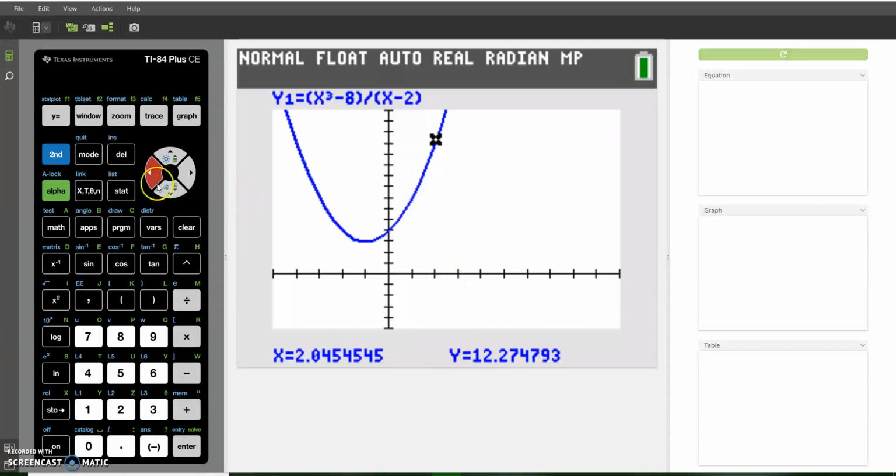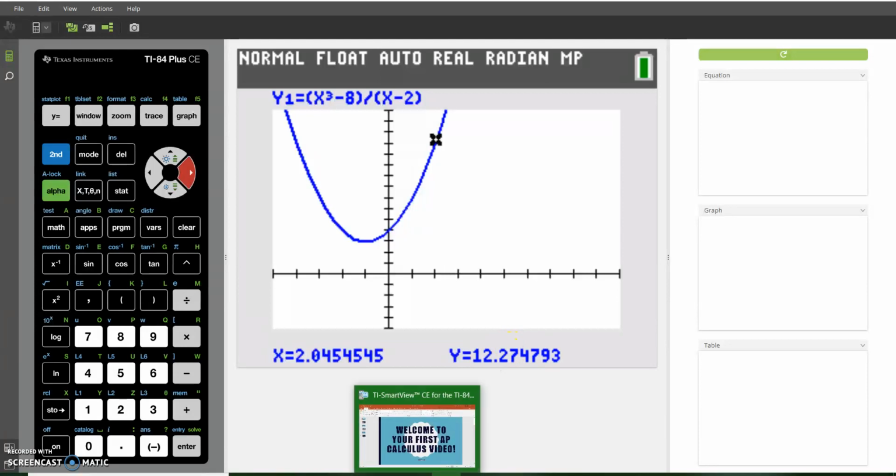I'm at 12.27. So as close as I get from the left, I'm 11.5. As close as I get from the right, 12.27. So I can guess my limit might be 12 because that's in between those two y values that I had.